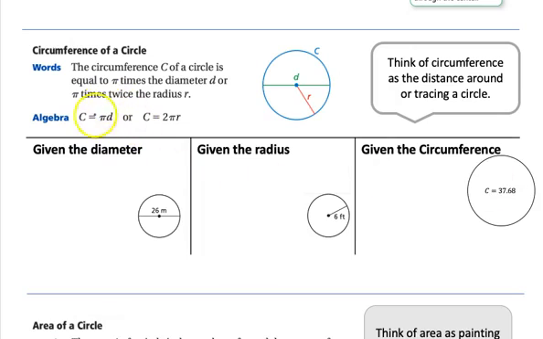So when we look at these two formulas, I really want you to focus on C equals pi d. And the reason being is when you have a reference sheet for your EOCs or any type of a formula reference sheet at the high school level, the only formula you're going to see is the capital C for circumference equals pi d. They do not show both. It's also important to think about the circumference as the distance around a circle or the tracing of a circle. Circumference is really the big fancy word for finding the perimeter of a circle.